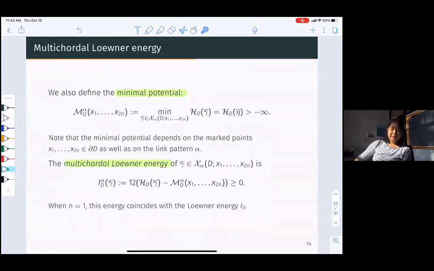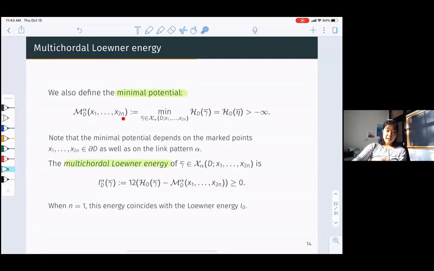Right. Once we have the Loewner potential, we can define the Loewner energy. But we first define the minimal potential, which is a function depending on alpha and the boundary points, to be the minimum of this Loewner potential.